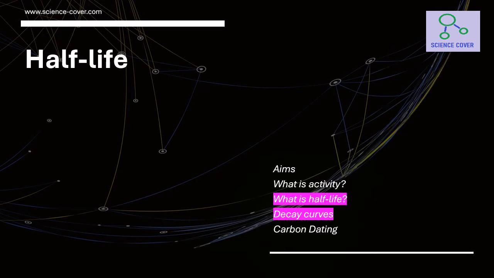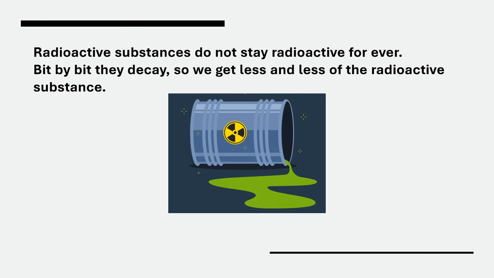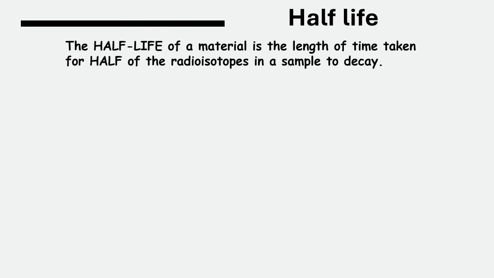Now let's look at half-life and how this relates to decay curves. Radioactive substances do not stay radioactive forever. Bit by bit they decay, so we get less and less of the radioactive substance and more of a new element that's being formed. The half-life of a material is the length of time it takes half of the radioactive atoms to decay.